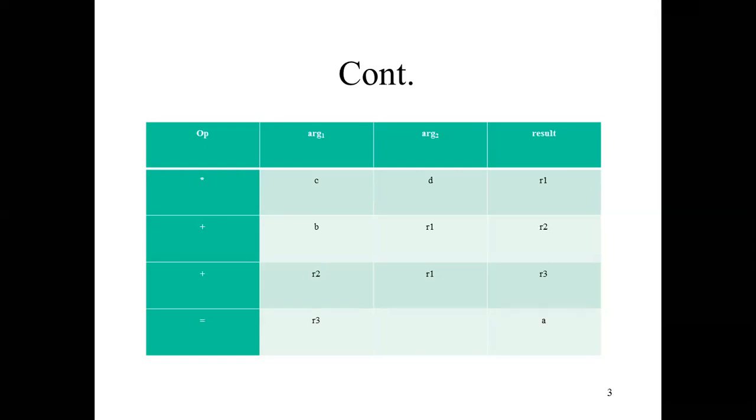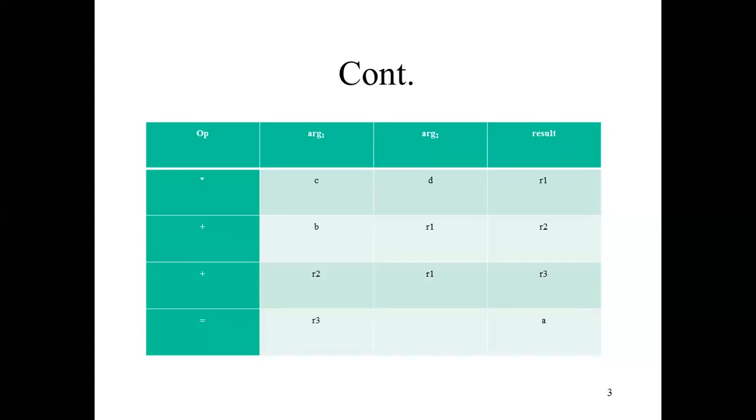So we are going to store our result in the first case, that is C star D, into R1. Similarly, we will proceed further and choose another variable called R2. In that we are going to store the value of R1 added to B. So B plus R1 is equal to R2.